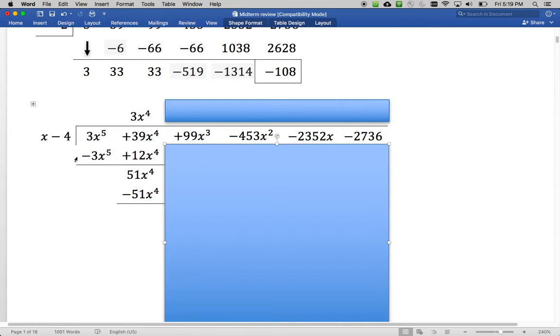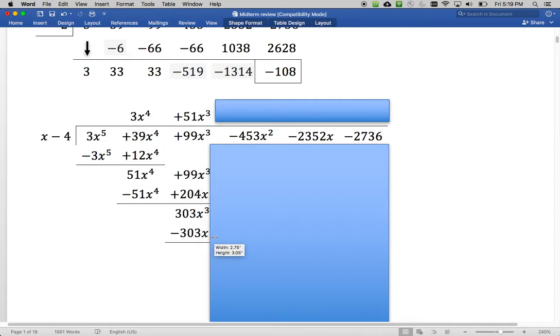But remember, with long division you subtract, so this positive becomes a negative and this negative becomes a positive. This becomes 0. Add those two together, you get 51x to the 4th. And what do you need to multiply x by to get 51x to the 4th? Well, you have to multiply by that, and you get positive 51x to the 4th. But then you also have to multiply -4 by that, and you get that.